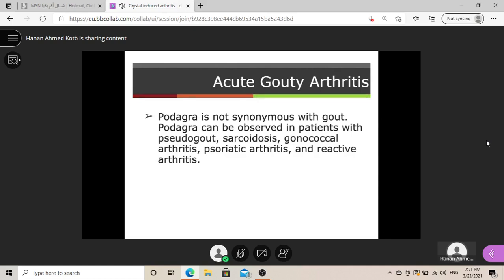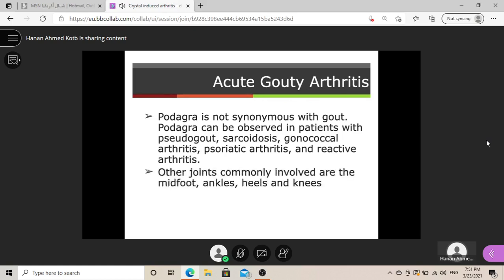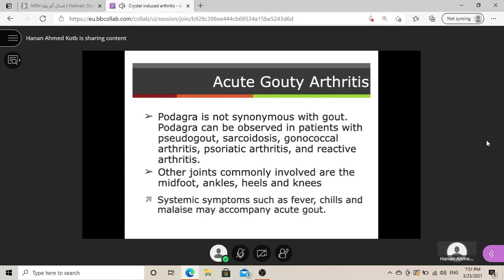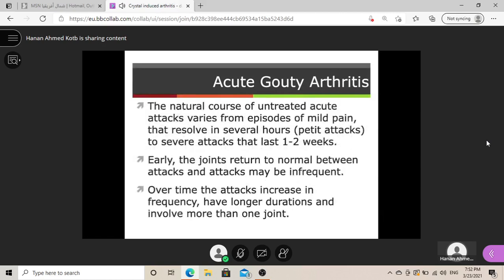Podagra can be observed in patients with pseudogout, sarcoidosis, gonococcal arthritis, psoriatic arthritis, and reactive arthritis, the seronegative arthritides, which love the legs very much. Other joints that are commonly involved in acute intermittent gout are the midfoot, ankles, heels, and knees. We find that gout loves the legs too. Sometimes with the acute gouty attack, we might find systemic symptoms such as fever, chills, and malaise.